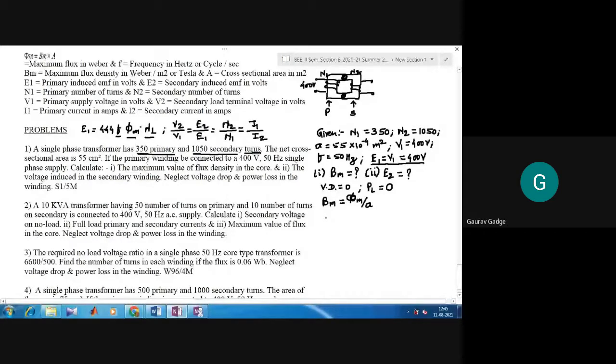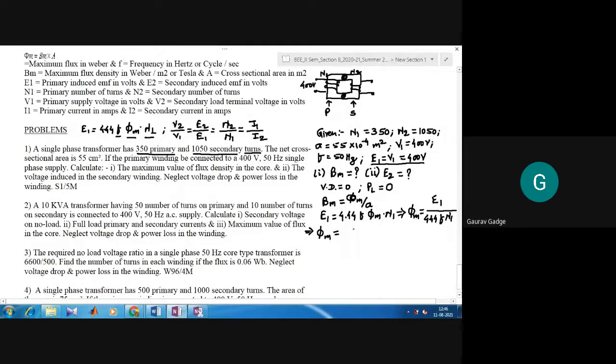So is there any way to calculate that phi m? Yes. We have the equation E1 is equal to 4.44 f phi m N1. As we need the value of phi m, we can write phi m is equal to E1 divided by 4.44 f N1. So phi m can be calculated.